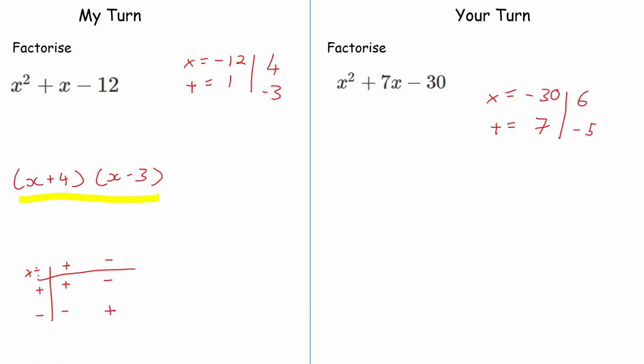But 6 and minus 5, we're nowhere near 7 in any way, shape or form. So that's not a great combination. With practice, you'll get these really, really quickly. It's going to be 10 and 3, but one of them must be negative to get a minus 30 when you times them. So it is going to be negative 3, because 10 multiplied by negative 3, one positive, one negative, you get a negative answer, which is minus 30.